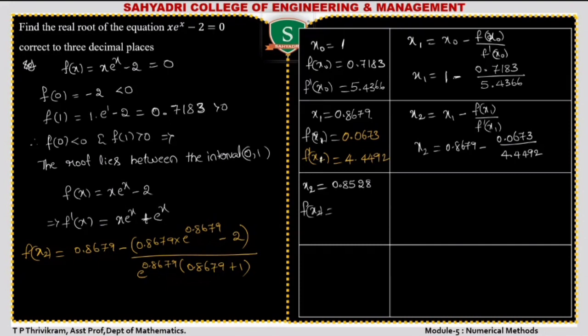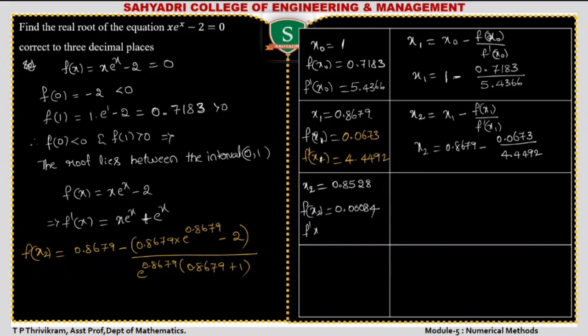Now we need to find f(x2) also. f(x2) is nothing but x2 e^(x2) minus 2. So that means 0.8528 times e^0.8528 minus 2. So 0.0008. I'll get 0.00084. We'll write up to 5 digits because the first 3 digits are 0.